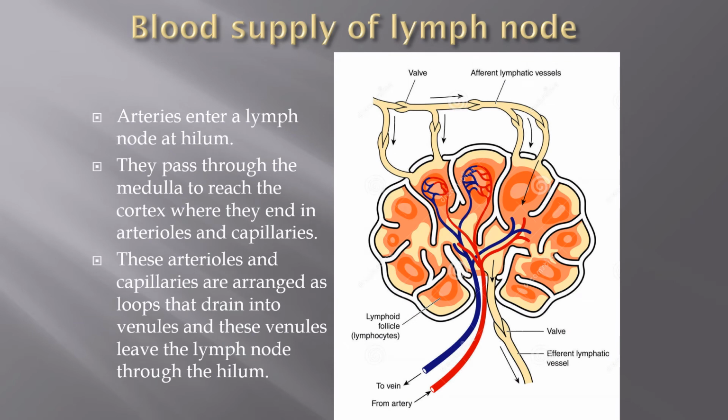Let us come to the blood supply of the lymph node. The blood supply of the lymph node is through the arteries that enter at the hilum. They pass through the medulla to reach the cortex, where they end in the arterioles and the capillaries. These arterioles and capillaries are arranged as loops that drain into the venules, and these venules ultimately leave the lymph node through the hilum.